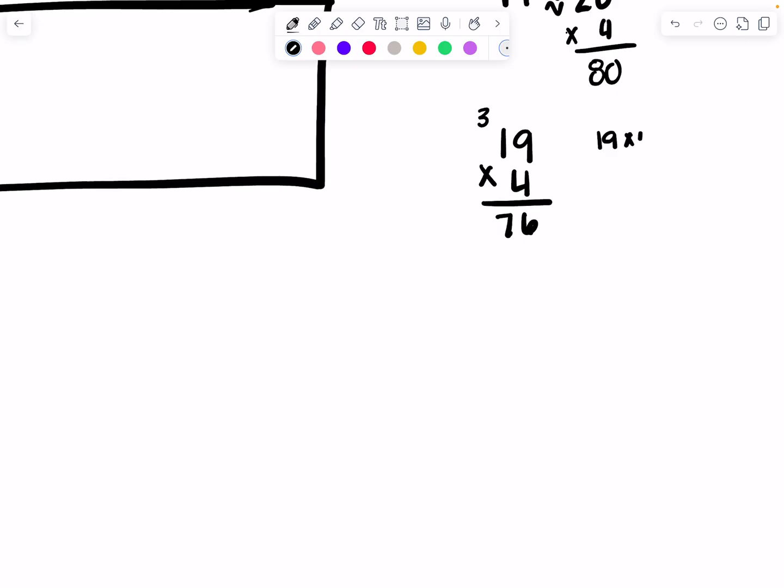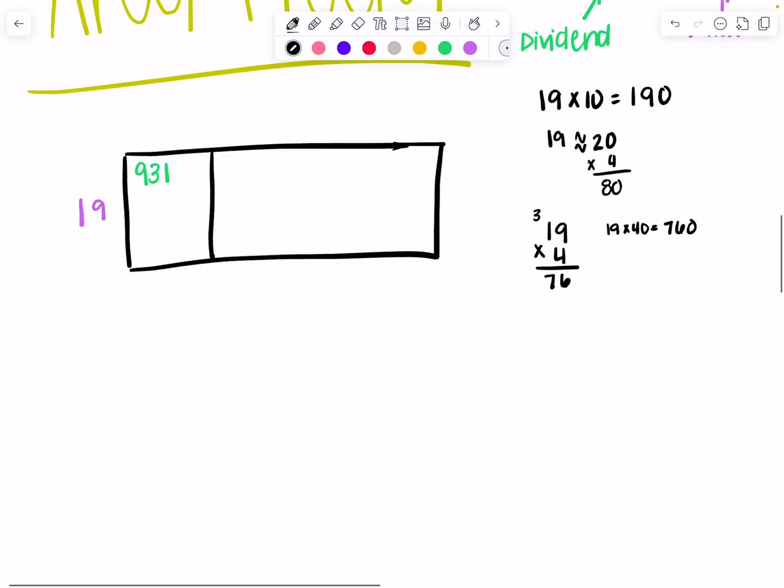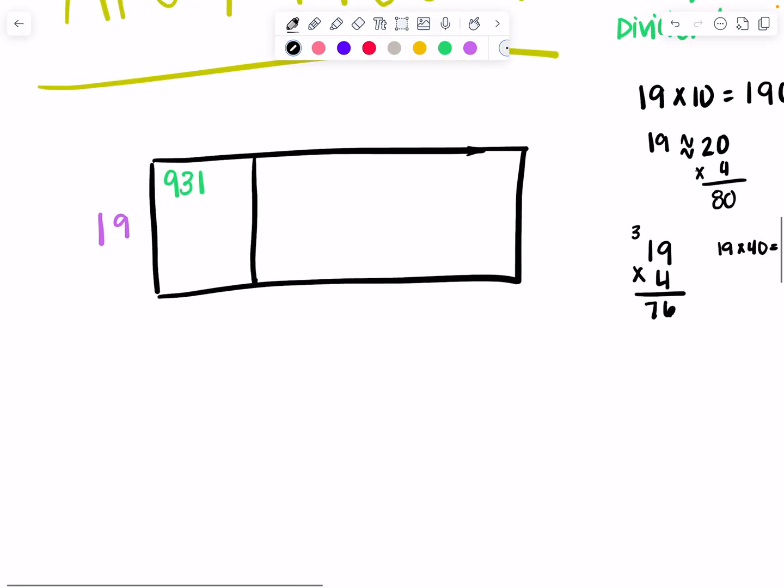So if 19 times 4 is 76, 19 times 40 would be 760. So I'm going to start by doing that. I'm going to multiply my 19 by 40, and I'm going to subtract 760 to get myself started.